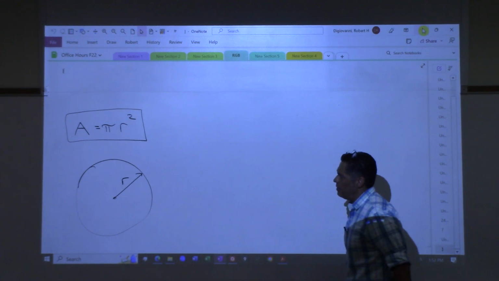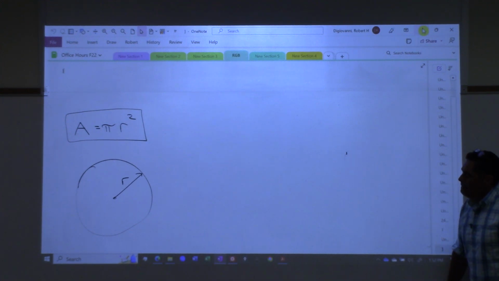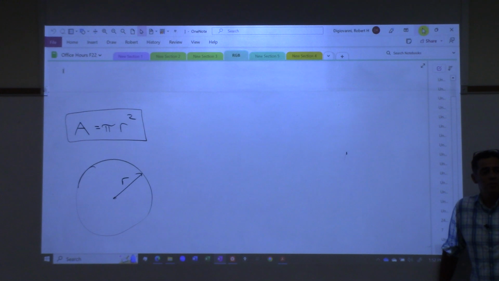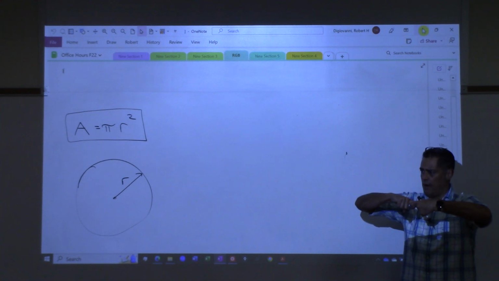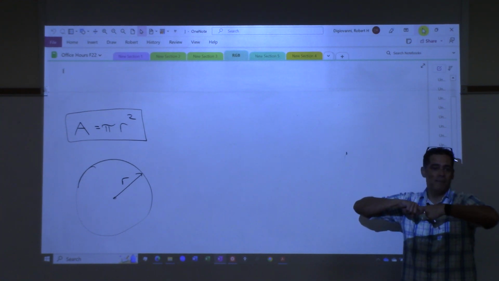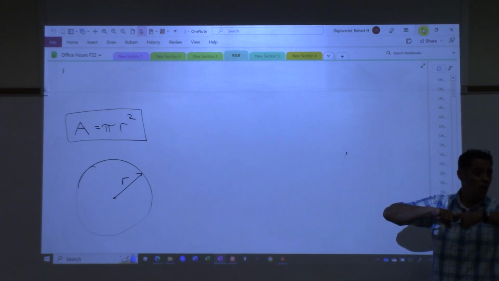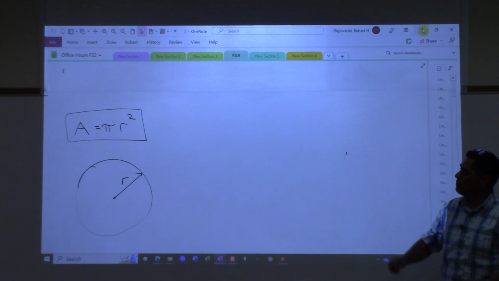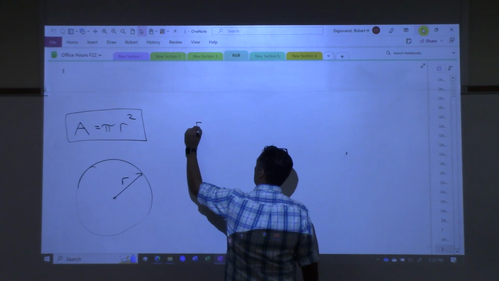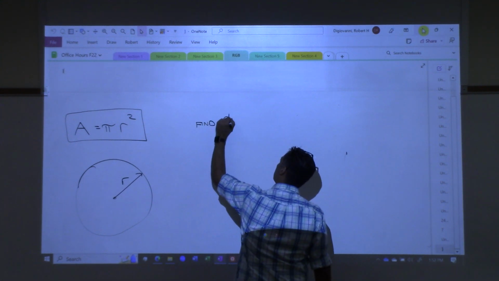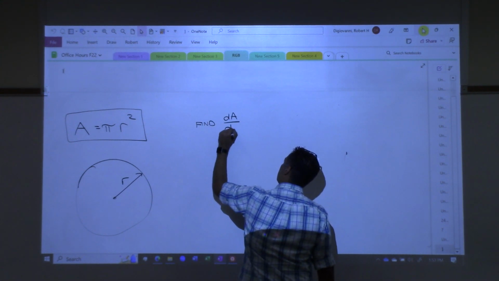Yes, you can put 2.7. This formula gives you a relationship between area and radius of a circle, right? So there are two things that are connected to one another, right? You have a relationship between A and R, yes, for a circle. All right, let me ask you right now to find dA dr.